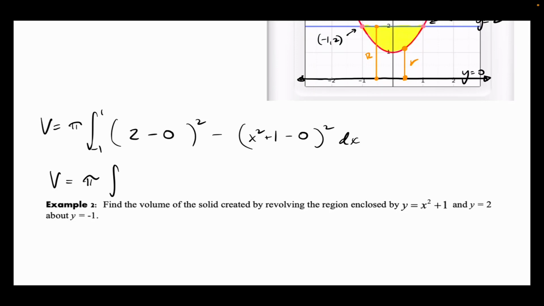Before I put it in my calculator, I'm going to clean it up a little bit. 2 minus 0 is, sorry, 2 minus 0 is 2. Squared is 4. Minus x squared plus 1 minus 0 is just x squared plus 1. Now, calculator. Plug that into your calculator. See what you get as the volume.